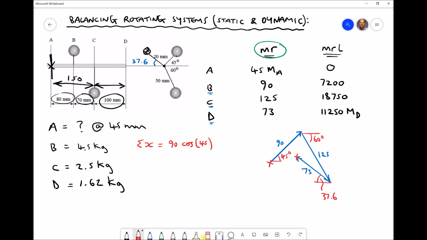Now to that we're adding the x component of vector C. Now notice once again that the x component of vector C is positive. So we're adding 125 cos 60. But notice that the x component of our final vector, vector D, is negative. Therefore we need to subtract its magnitude of 73 times cos of the angle 37.6. Giving us a sum of our x components then equal to 68.30.